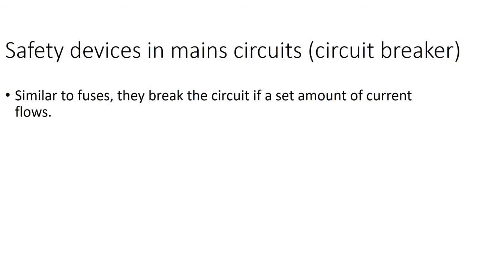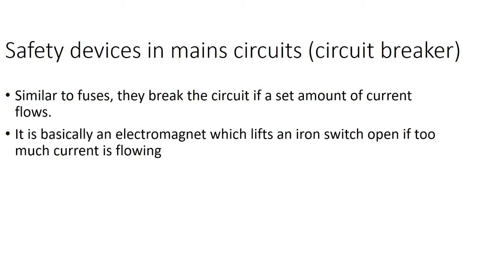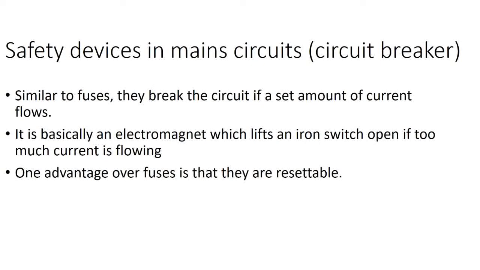A circuit breaker is similar to a fuse in that they break the circuit if a set amount of current flows. It's basically an electromagnet which lifts an iron switch open if too much current is flowing. One advantage over fuses is that circuit breakers are resettable.